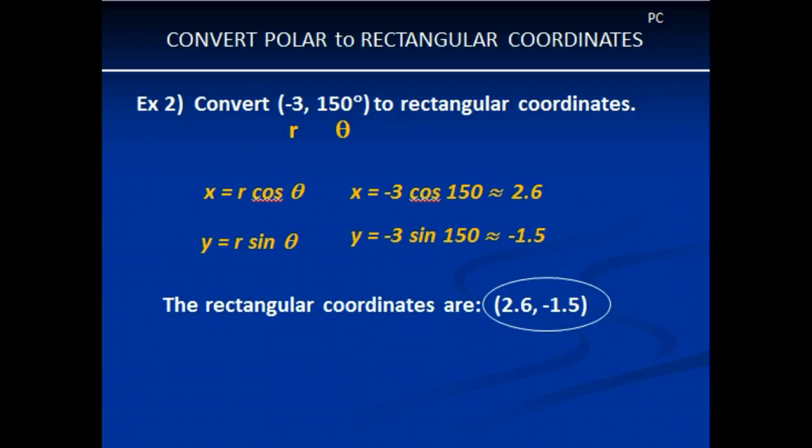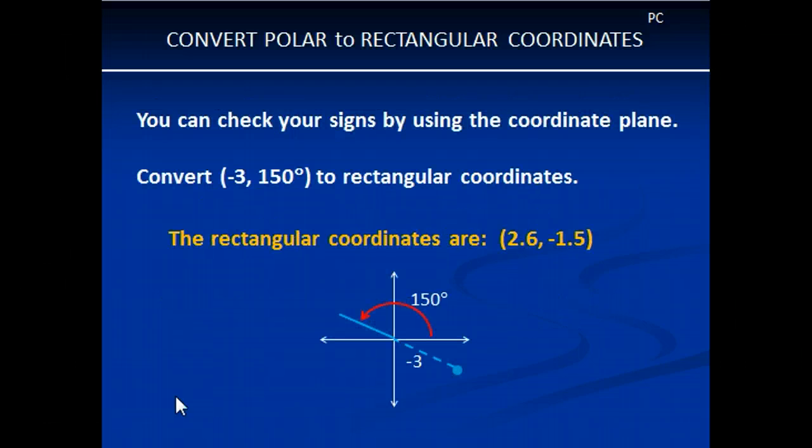Couldn't get any easier than this. So, again, let's just double check our signs. We'll use the coordinate plane. If we are at 150 degrees, that means we're going to come all the way around here to 150. This is going to be 3, so negative 3 is going to be on the other side, which means our x value will be positive, our y will be negative. Is that the case? Yes, positive 2.6, negative 1.5, we have a winner.